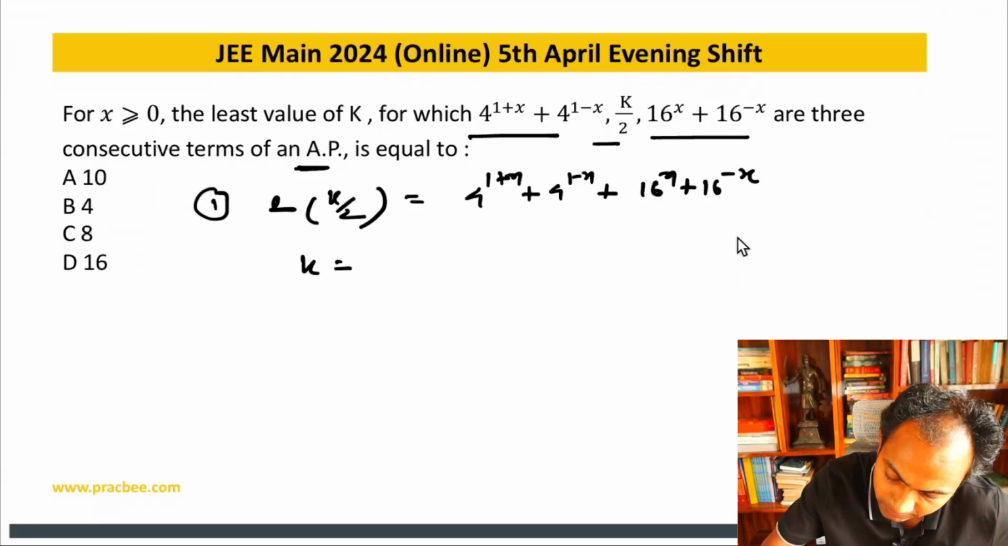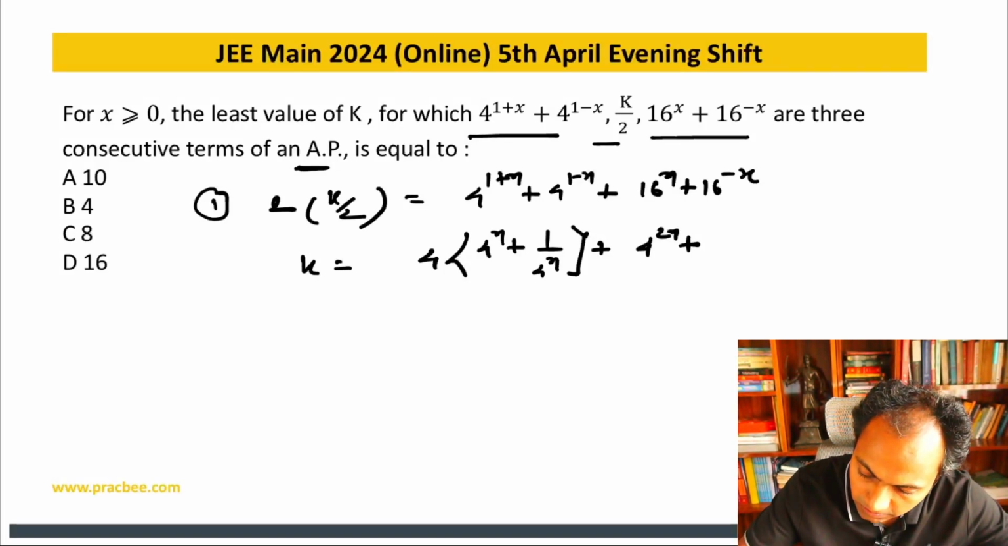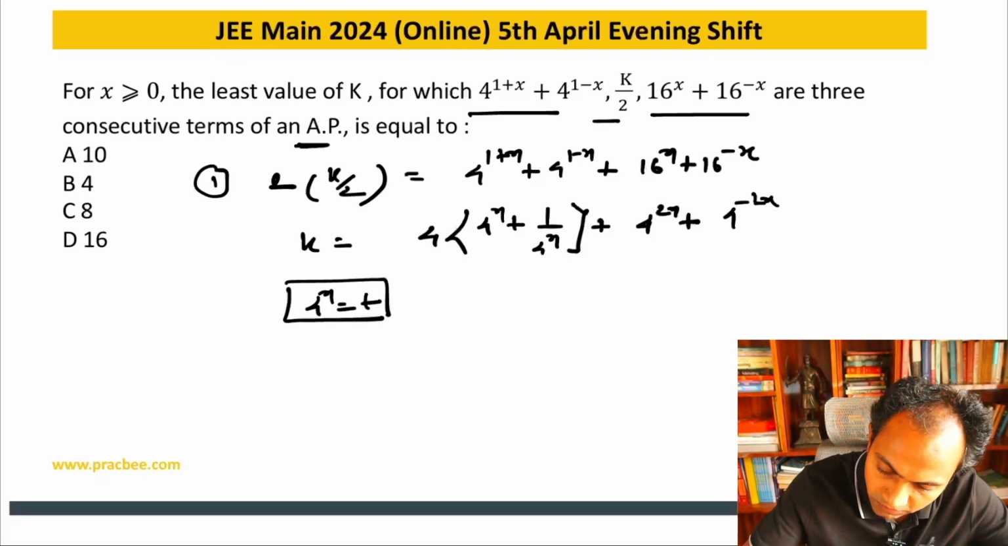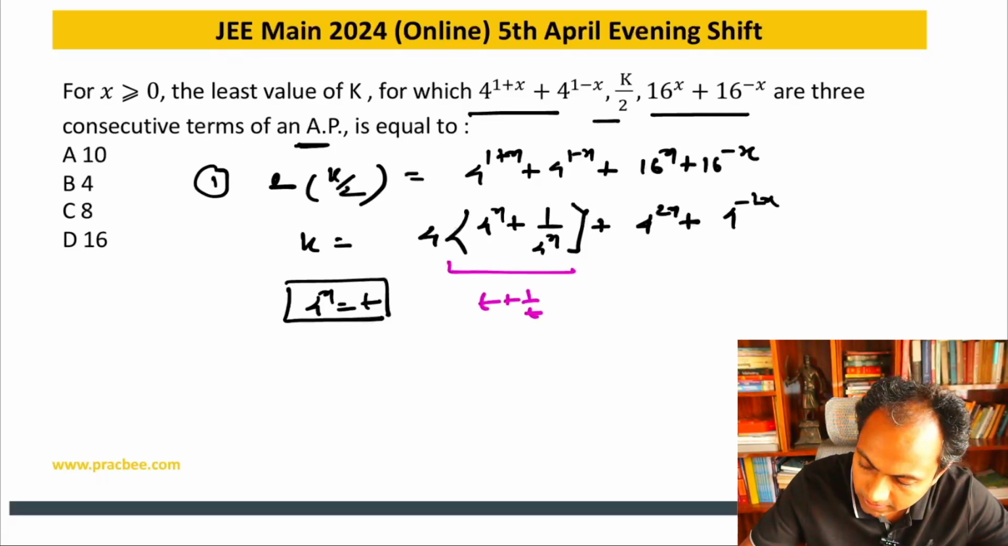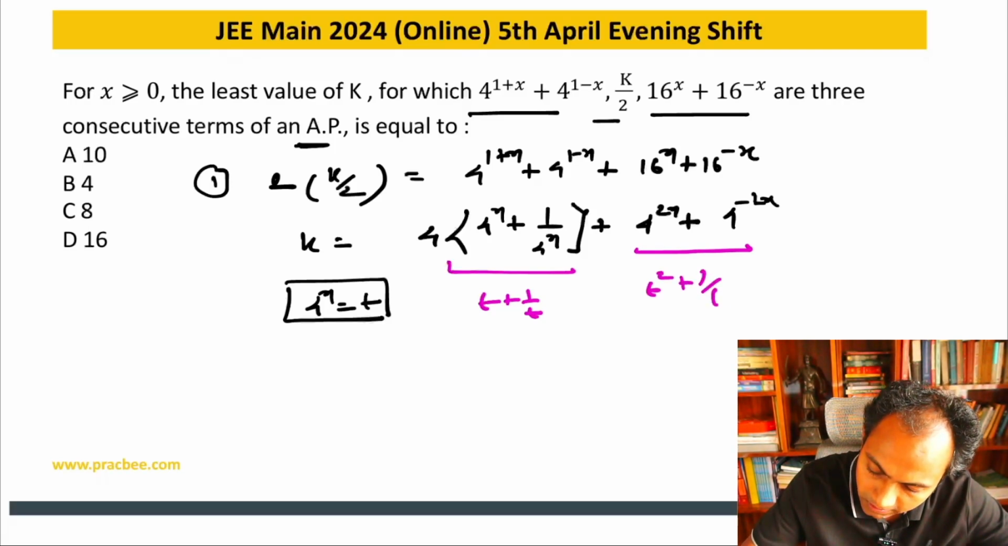So now the left hand side becomes k, but if you look at the right hand side, it becomes 4 times 4 raised to the power x plus 1 by 4 raised to the power x. It will be equal to 4 raised to the power 2x plus 4 raised to the power minus 2x. Now, for the sake of simplicity, if I take 4 raised to the power x as t, then the first term becomes t plus 1 by t, and the other term becomes t square plus 1 by t square.